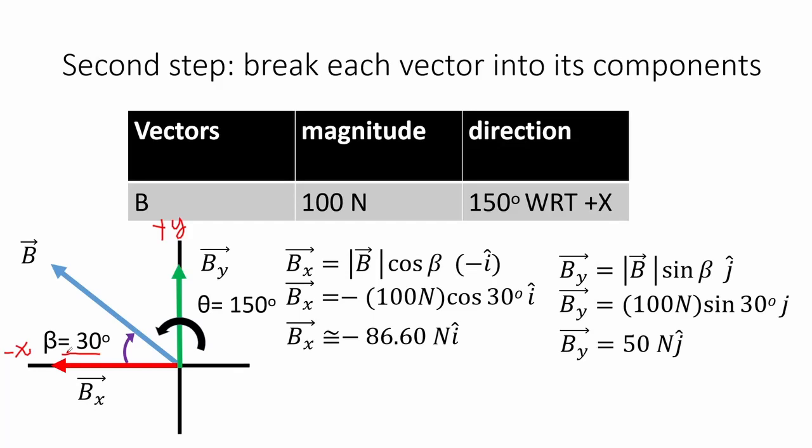Similar to what we did with vector A, the Bx component is a cosine function of the angle beta but we multiply it by a negative i hat and this is because it is on the negative x-axis. The value of Bx yields about negative 86 newtons i hat. For the By component, it is a sine function of the angle beta and it is a positive j hat since it lies on the positive y-axis. The By component vector yields a value of 50 newtons j hat.